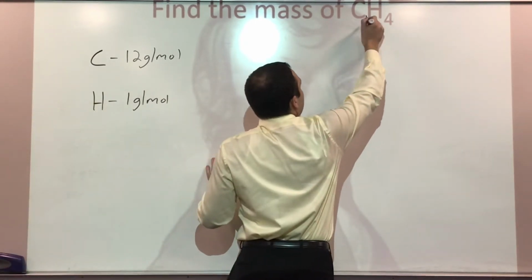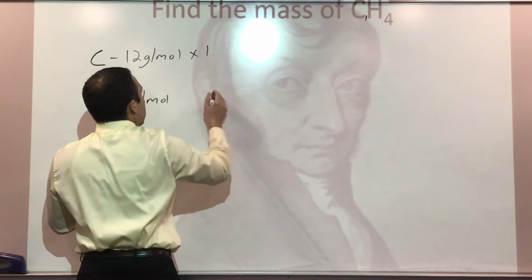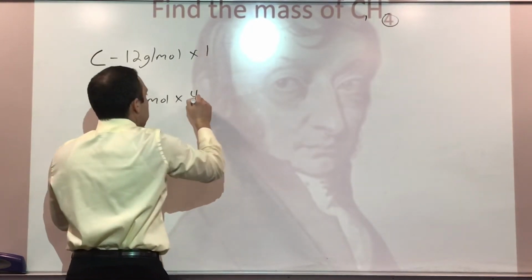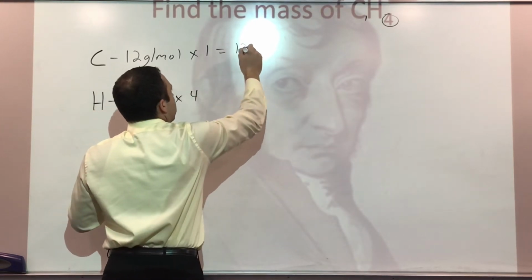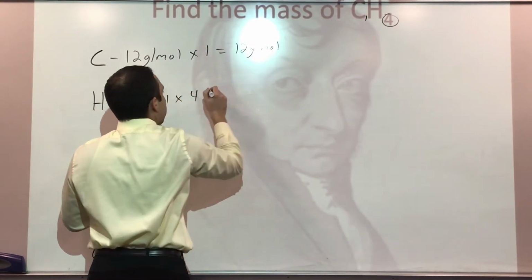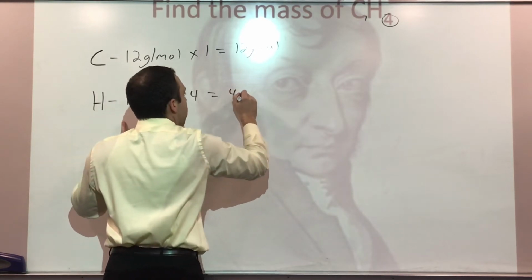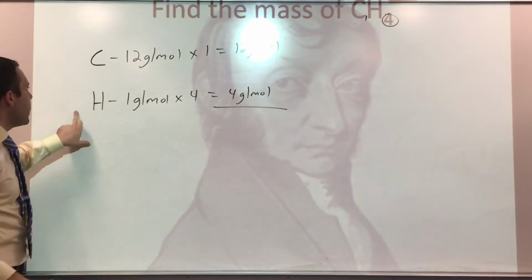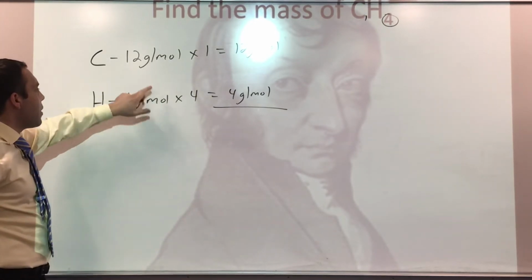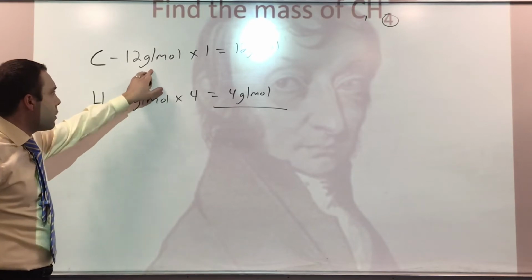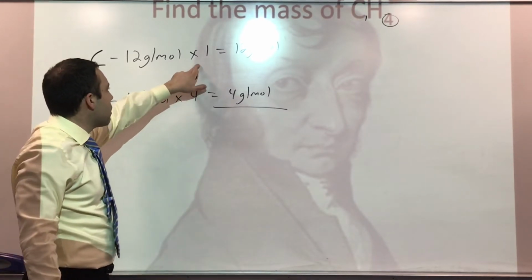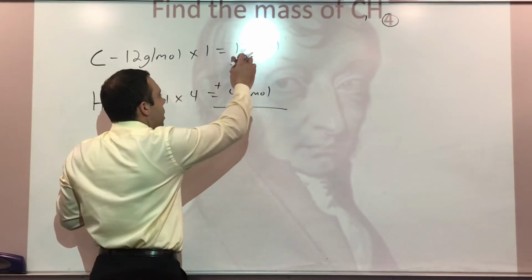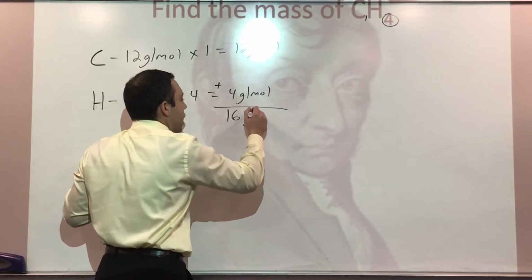CH4 has 1 carbon, so you multiply the 12 by 1, and 4 hydrogens. Multiply the 1 gram per mole times 4. 12 times 1 is 12 grams per mole. 1 times 4, 4 grams per mole. So step 1, write down the symbols. Step 2, write down the masses, round to the nearest whole number. Step 3, multiply by the number of that element in the compound. And then finally, step 4, we add them up. 12 plus 4 is 16 grams per mole.